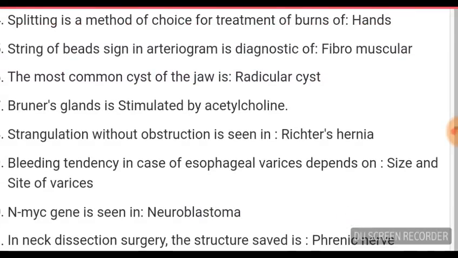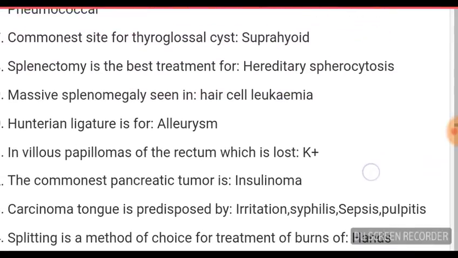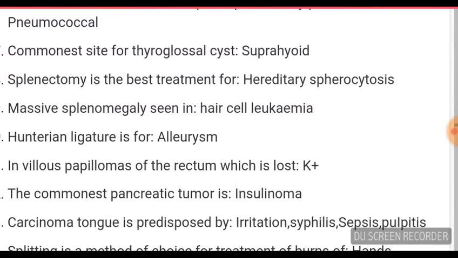Bleeding tendency in case of esophageal varices depends on size and site of varices. String of beads sign in arteriogram is diagnostic of fibromuscular dysplasia. The most common cyst of the jaw is the radicular cyst. Brunner's gland is stimulated by acetylcholine. Strangulation without obstruction is seen in Richter's hernia. Commonest pancreatic tumor is insulinoma.